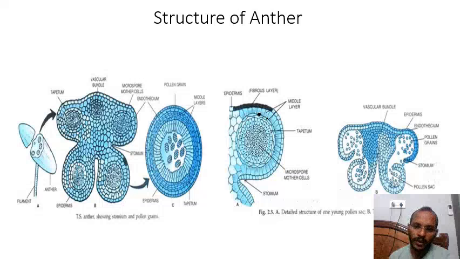Below the endothecium, the middle layer will be present. The middle layer supplies food to the spores. It is very important. It is made up of parenchymatous tissue, parenchyma cells.